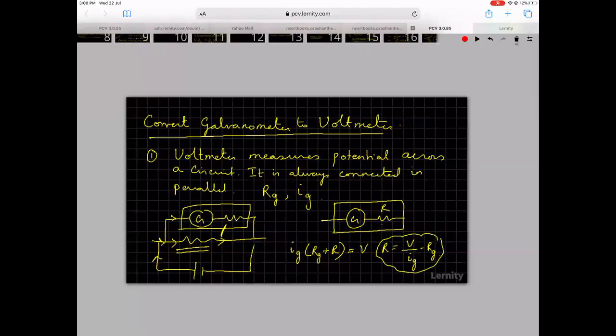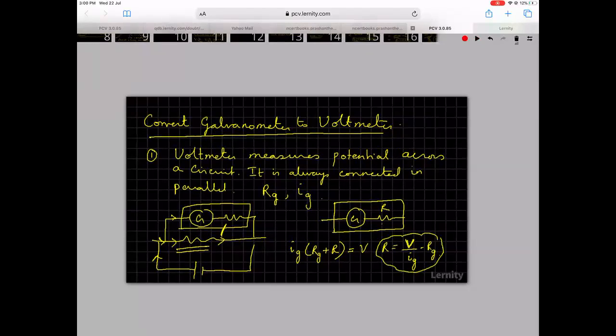Now what is the range of that voltmeter? Whatever this V is. So if you want it from 0 to 5 volt, this V is 5 volt. If you want from 0 to 25 volt, V is 25 volt. What is Ig? Ig is the maximum current which will flow in the galvanometer. So to convert a galvanometer into a voltmeter, connect a high resistance in series. How much resistance in series? This much resistance in series.